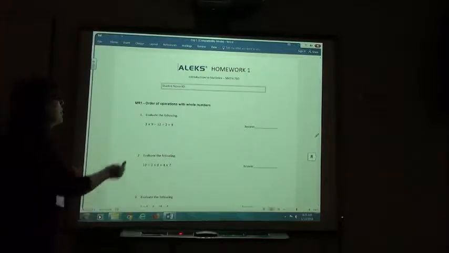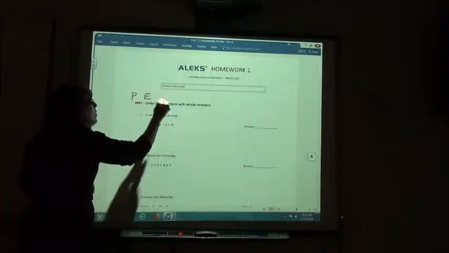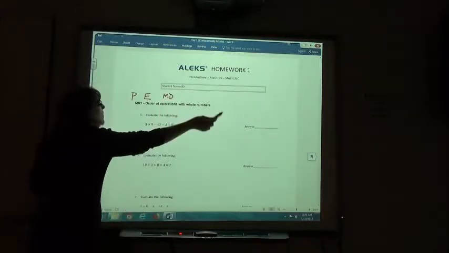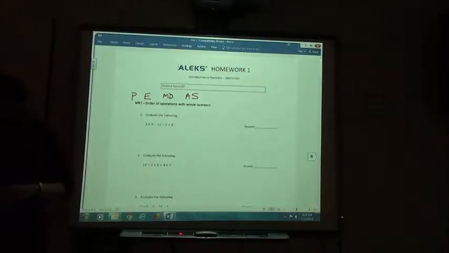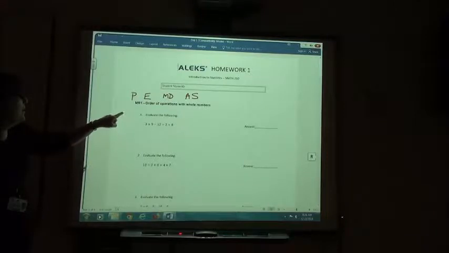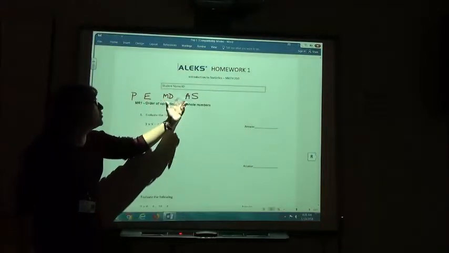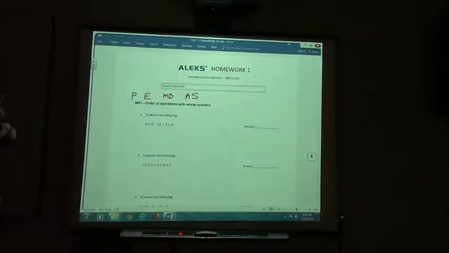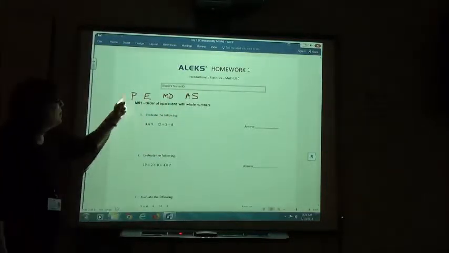So when we do the order of operations, normally we do parentheses, then exponents, multiplying and dividing from left to right, adding and subtracting from left to right. These first ones are not going to have any parentheses or exponents, so you're just worried about doing the multiplying and dividing first and then the adding and subtracting second. Way back when, I used to remember that as please excuse my dear Aunt Sally. Now they call it PEMDAS.